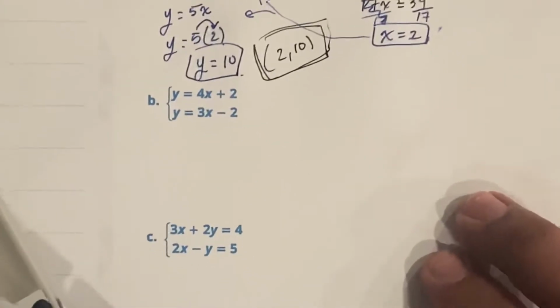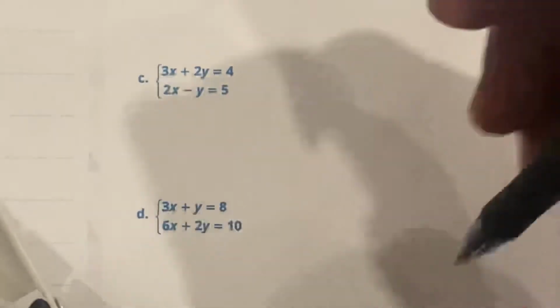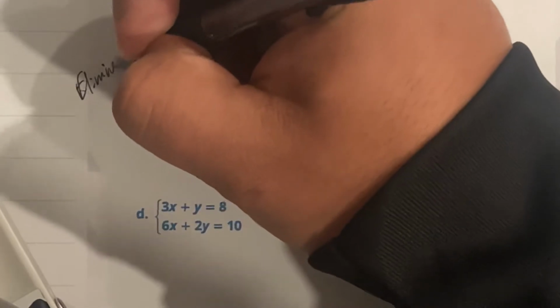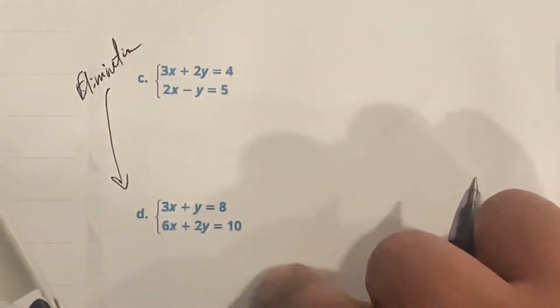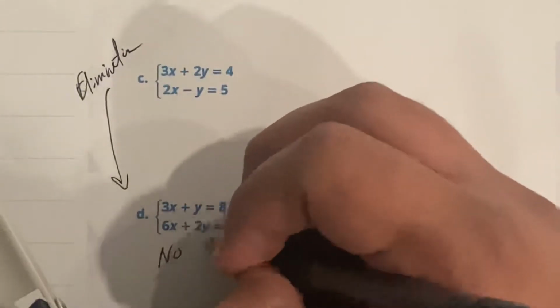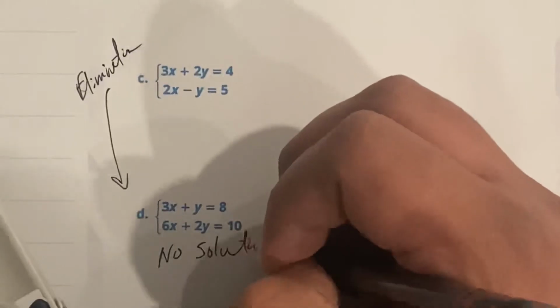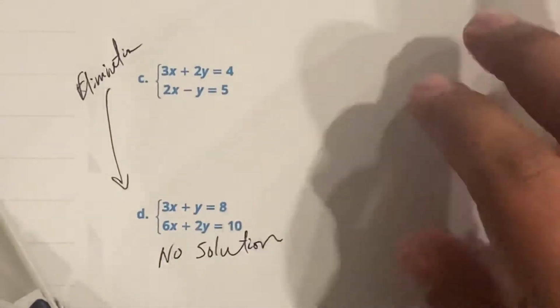Letter B real quick. I'm going to skip C and D because we can do these with elimination. So I'm just going to make a little note right here that this is elimination for later on for both of them. So don't worry about this. I will give you the answer for D, which is no solution. And I'll explain next time what the no solution means.